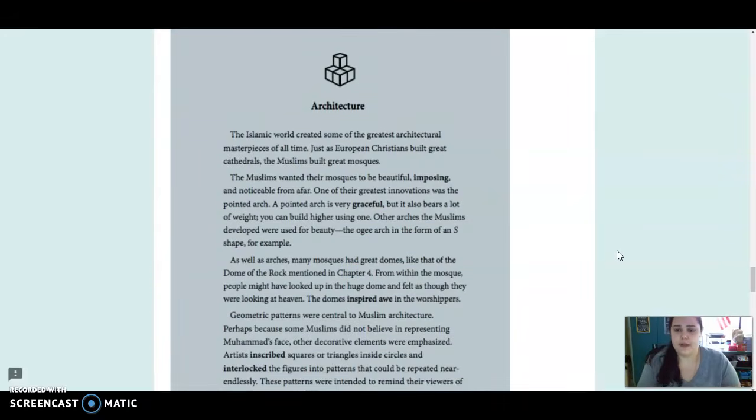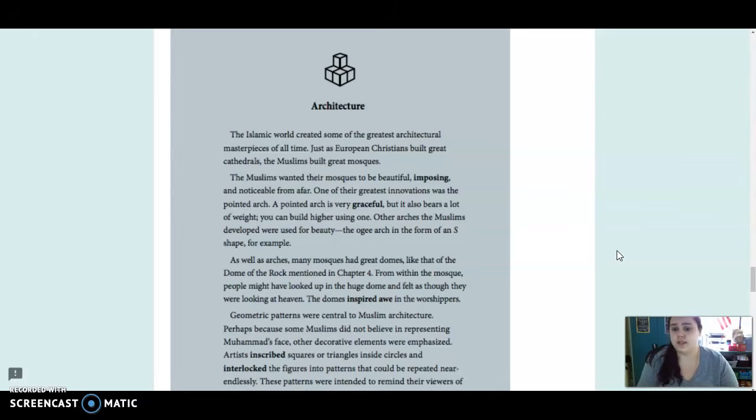Architecture. The Islamic world created some of the greatest architectural masterpieces of all time. Just as European Christians built great cathedrals, the Muslims built great mosques. The Muslims wanted their mosques to be beautiful, imposing, and noticeable from far. One of their greatest innovations was the pointed arch. A pointed arch is very graceful, but it also bears a lot of weight. You can build higher using one. Other arches the Muslims developed were used for beauty. The ogee arch, in the form of an S shape, for example.